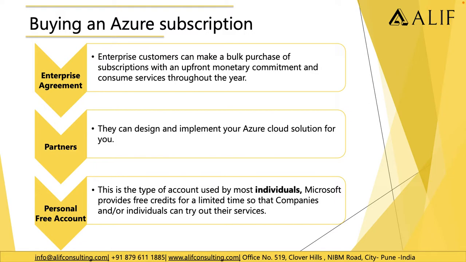The third one is a free account, which is mostly used for POCs or by individuals, in which you will get a certain amount of free credit. It's around $200 for a month, and you can use this account. But later on, if you want to convert it to pay as you go, you can do it as well. But if you don't want to convert it to pay as you go, you can get rid of the account once the credit which you get is exceeded.